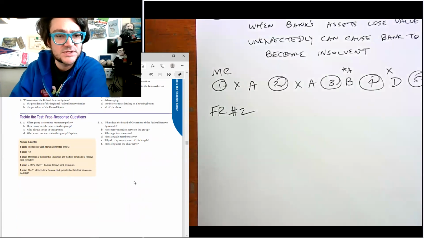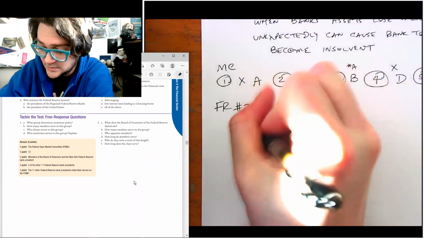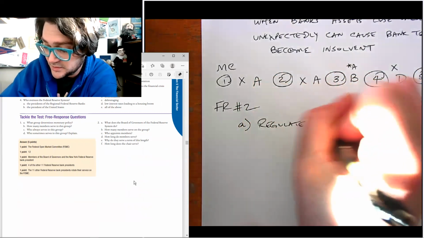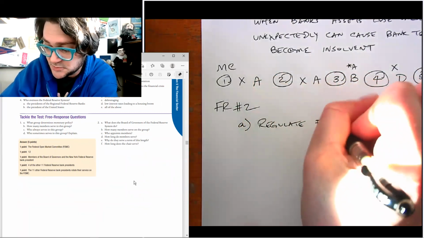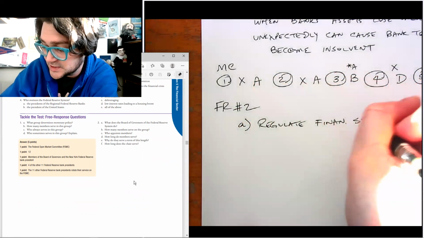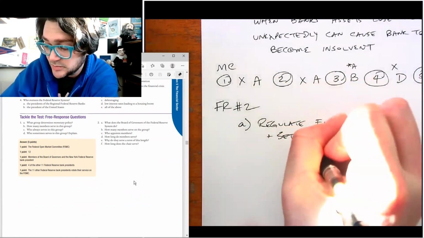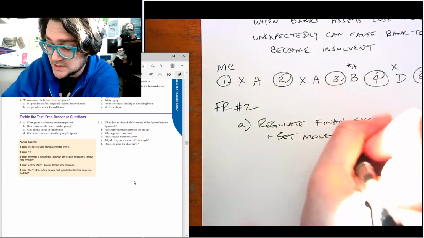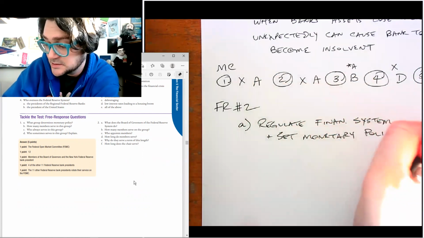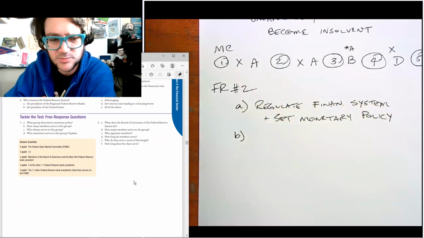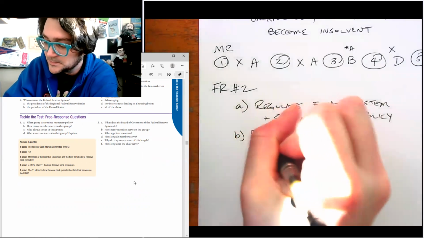What does the Board of Governors of the Fed system do? They regulate the financial system. That's really their prime function: they regulate the financial system and set monetary policy. That's their biggie, right? Monetary policy. That's what they do. They set the policy. B, who appoints the members? The president.